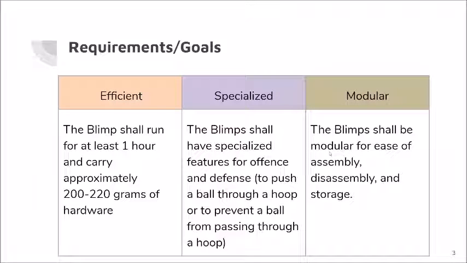To achieve our purpose, there are some requirements for us. First, our blimp should be able to run in the air about 1 hour with approximately 200 to 220 grams of hardware parts. Second, our blimps need specialized features for offense and defense abilities. Third, our blimps should be modular for different features, like the offense, defense, and the power system, so we can easily assemble, disassemble, and store them.